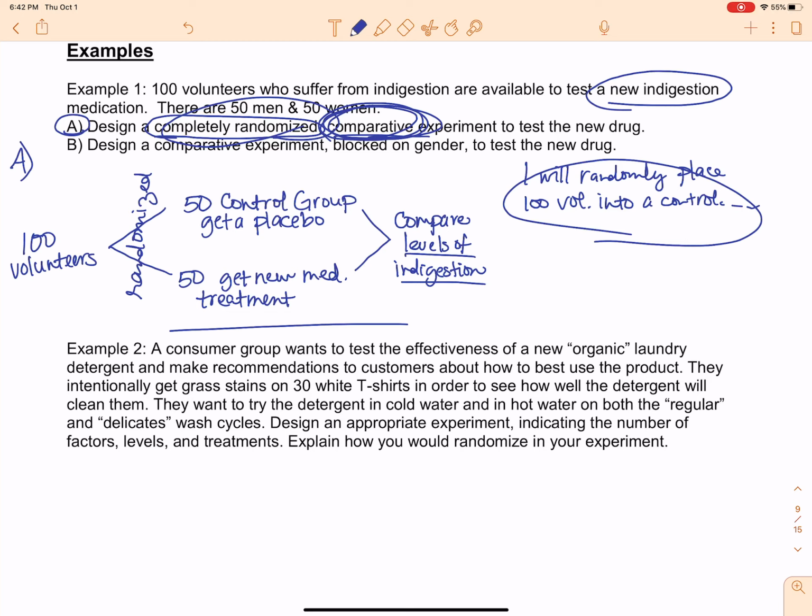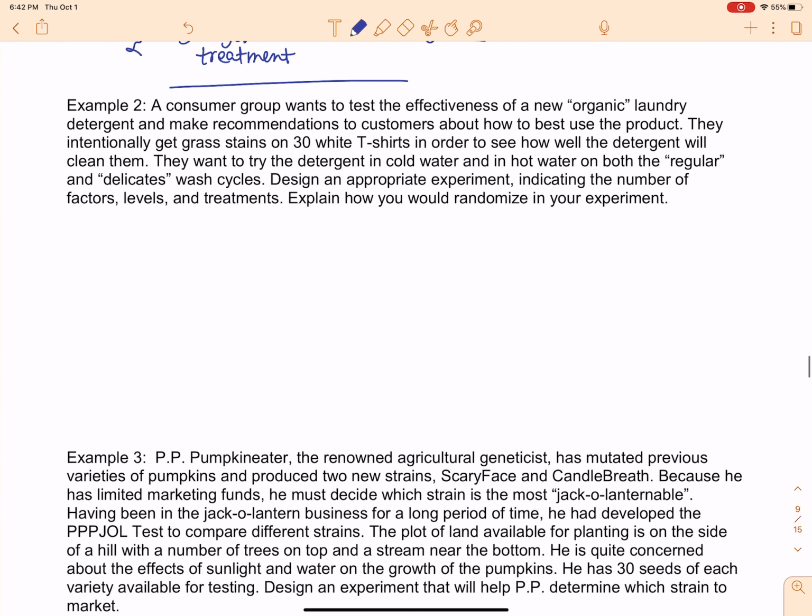This next example, we're not going to do part B right now because we haven't talked about blocking yet, so we'll hit that later. All right, example 2, we have a consumer group that wants to test the effectiveness of a new organic laundry detergent and make recommendations to customers about how to best use the product. We're not testing this product against some other product, nor are we testing it against not washing something. We are testing how best to use this product. So that means all of our treatment groups will have to do with how we're using that product.